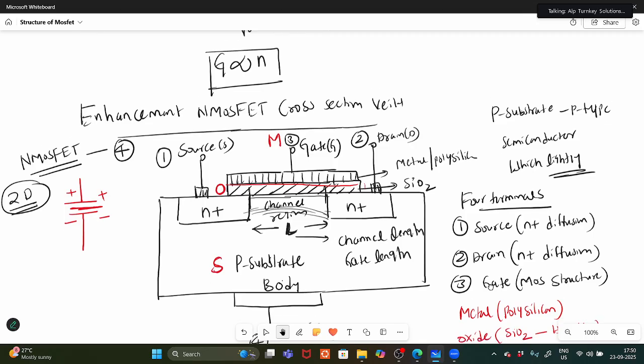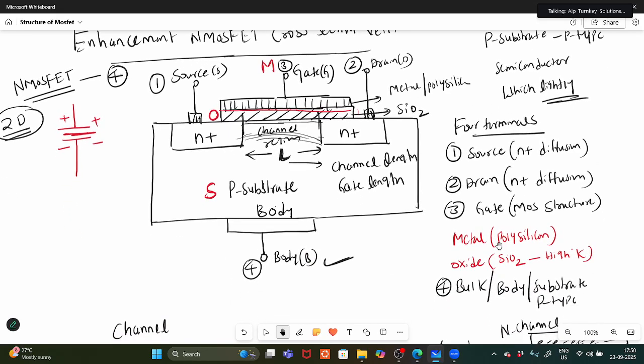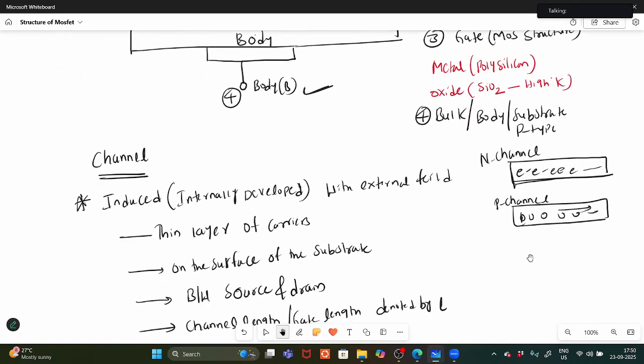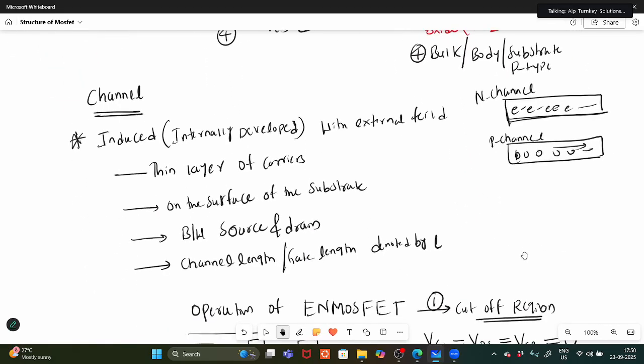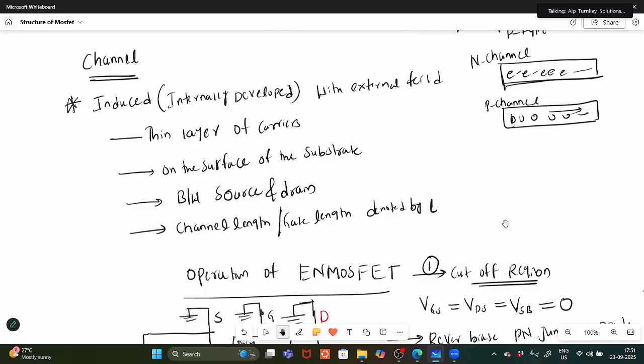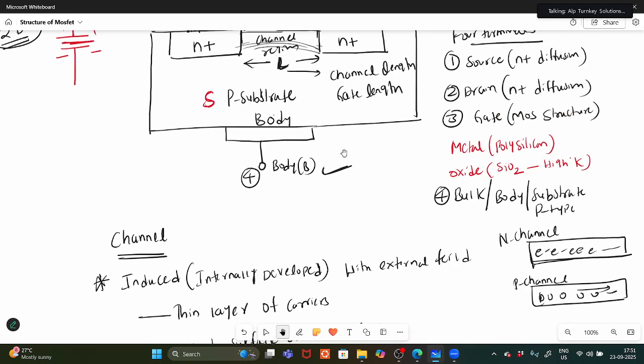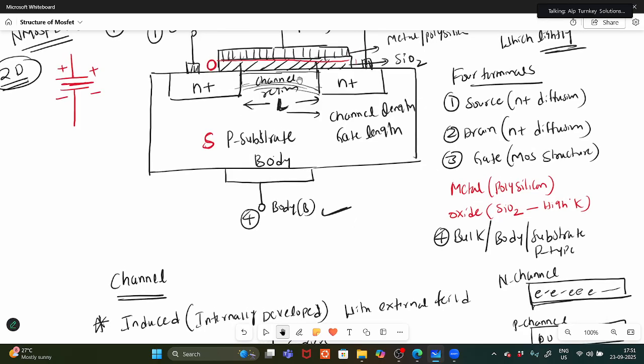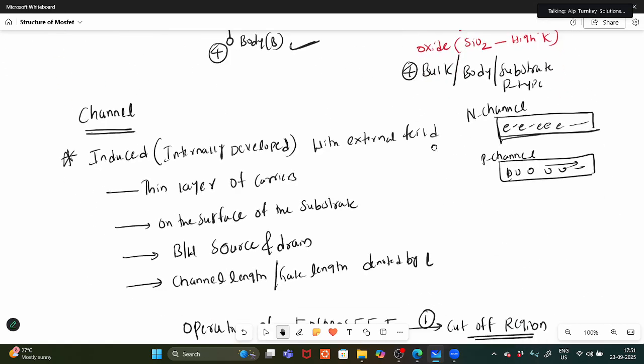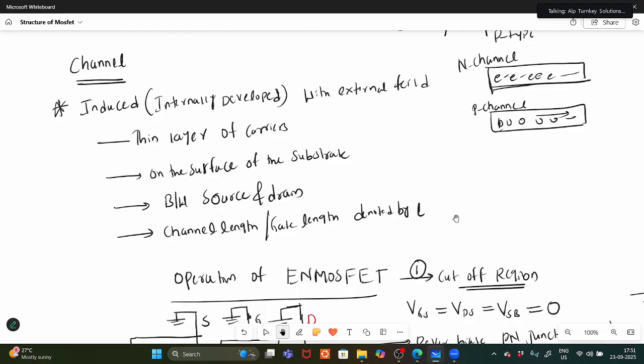So this is the two-dimensional view of the enhancement MOSFET. This is a 4 terminal device: source, gate, drain and body. The p-type substrate is lightly doped and n plus is heavily doped, and there is an induced channel. Induced means internally developed. What is a channel? It's a layer of carriers where it is forming, between the surface of the substrate and in between the source and drain. And there is a gate length or channel length that is denoted by L.